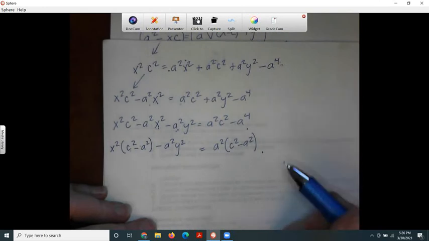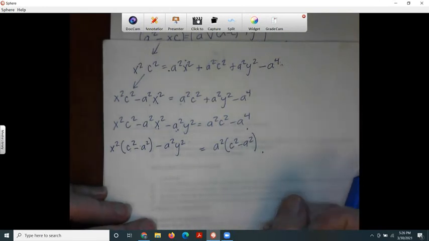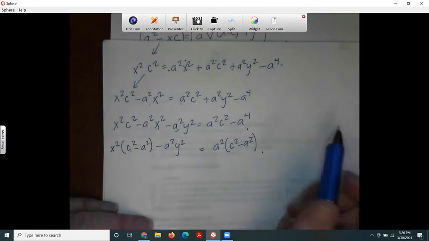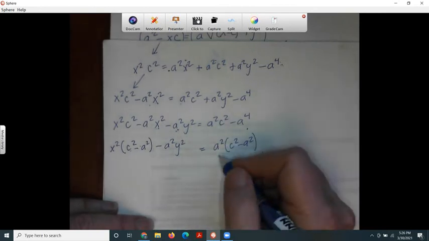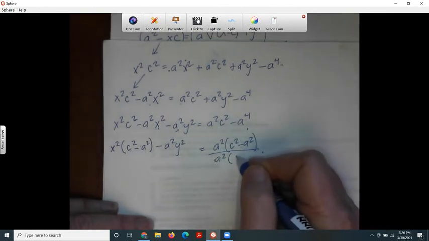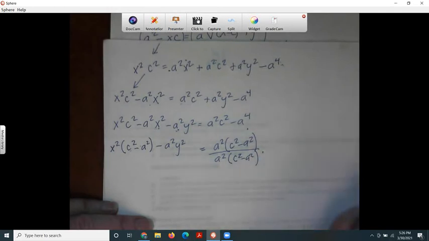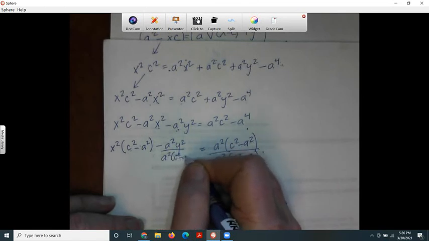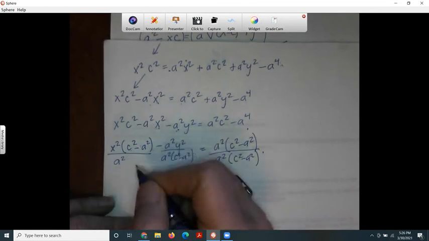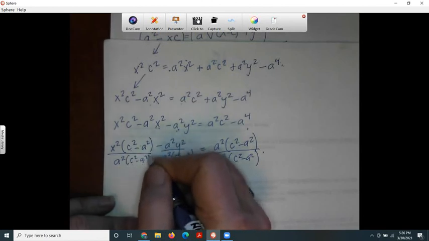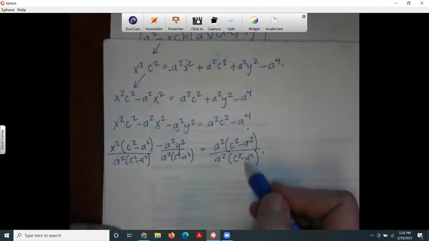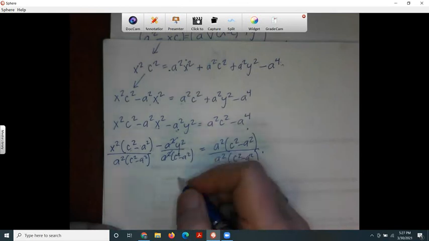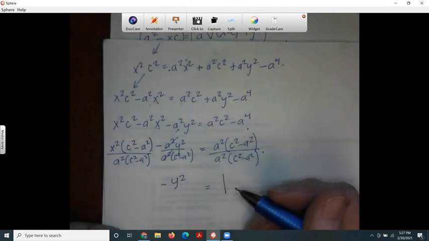And then it says, continue to rewrite your equation until it equals 1. Hence, you may need to factor. Okay, so I need it to equal 1 over here. So I'm going to divide everything by a squared, c squared minus a squared, like that. Because that'll make it equal 1 over there. So that equals 1. This one, the a squareds go away. And I have y squared.